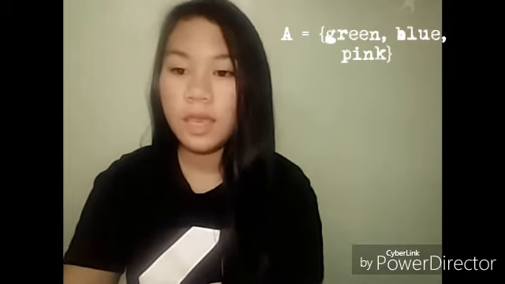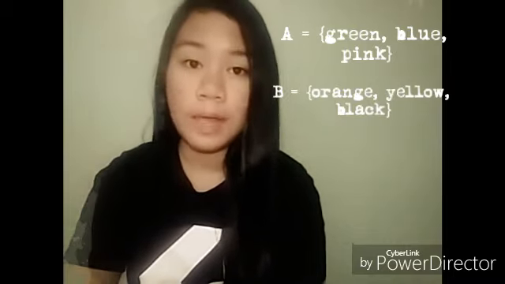So, to collect sets together, we use the term union. We unite sets into one. Let's say I have two sets. Set A is green, blue, and pink. Set B is orange, yellow, and black. How would that look using mathematical symbols?